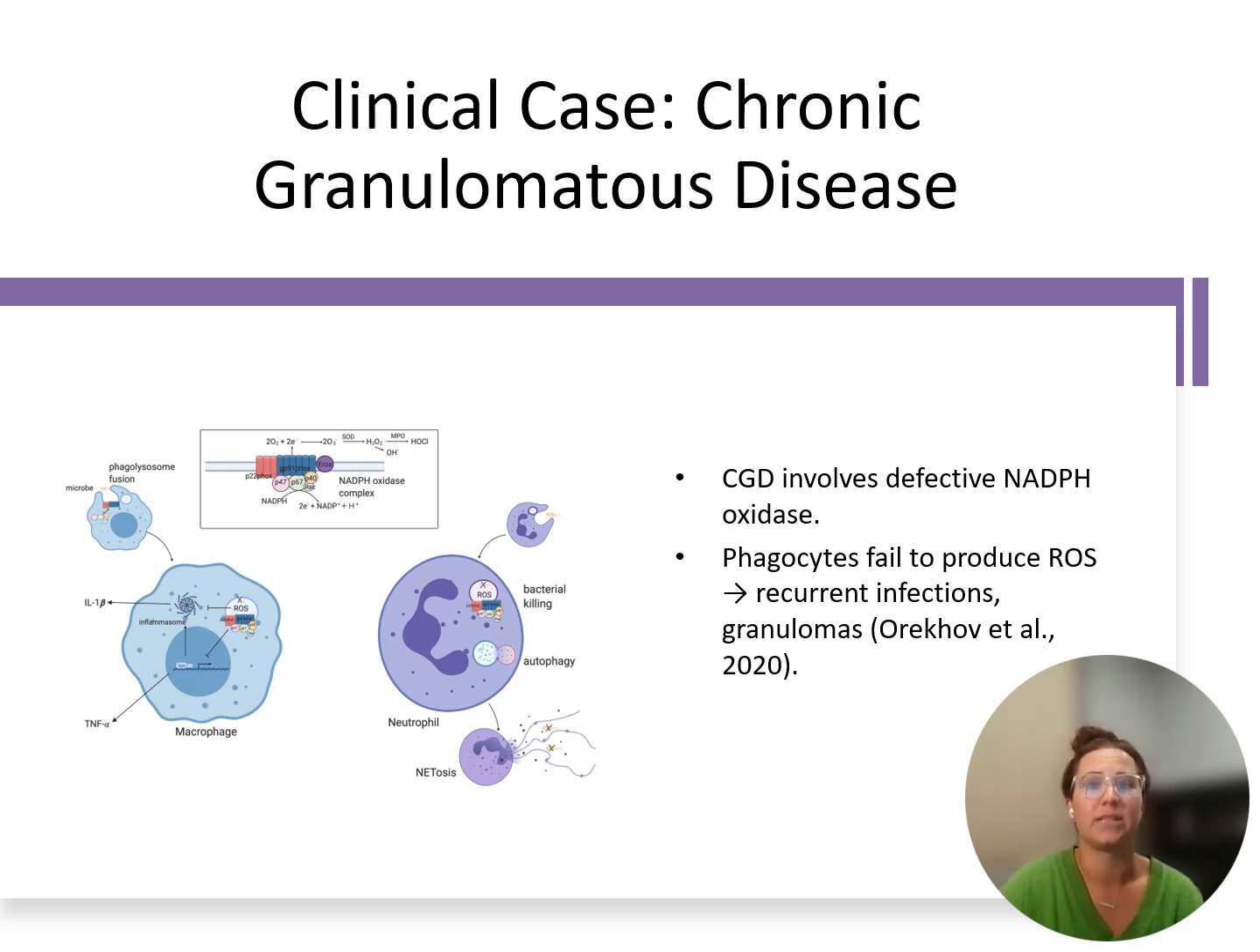This leads to persistent infections and granuloma formation, where immune cells surround the microbe but can't eliminate it. Patients suffer from recurrent infections, and granulomas may cause obstruction in organs like the GI tract. This case underscores how essential the ROS are to proper phagocyte function.